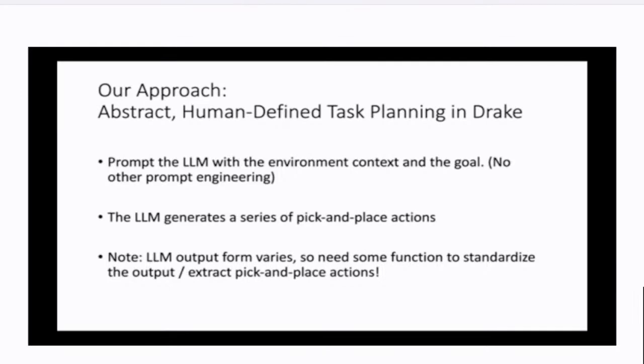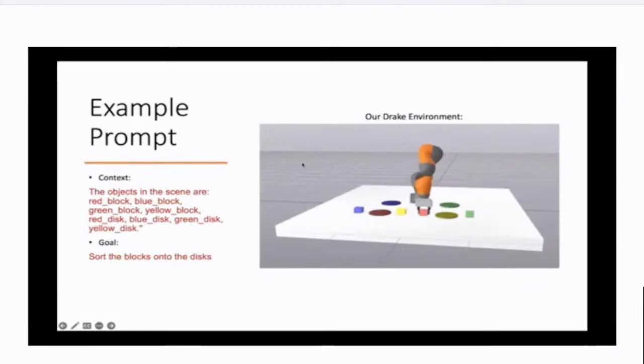The large language model generates a series of pick and place actions. Note that since the large language model's output is verbose and in natural language, we need some functions to standardize the output and extract pick and place specific actions. So here's an example of a prompt that we provide the manipulator. I think it's important to note that our Drake environment is just a modification of the Chapter 5 bin picking example. And so we just have a simple tabletop environment with our manipulator in the center and a few objects that are generated around it.